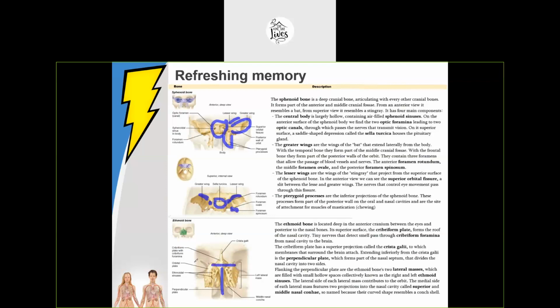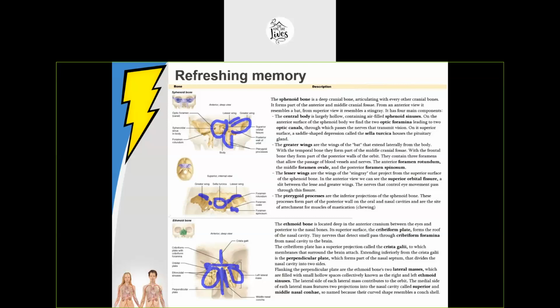The horizontal plate is called the cribriform plate with its cribriform foramina, and the superior projection from there we have the crista galli. As for the perpendicular plate, we have the nasal conchae arising from here, middle and superior nasal conchae, as well as on the lateral side we have the lateral masses of the ethmoid bone that contain the air cells making up the ethmoid sinus, and the most superior part of the lateral mass is called the orbital plate. That is contributing to the formation of the orbital cavity.